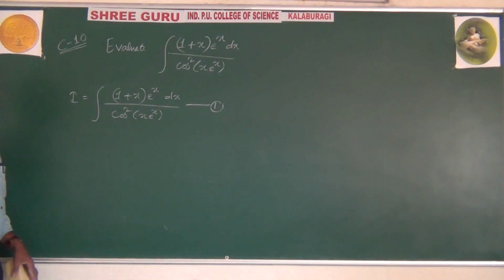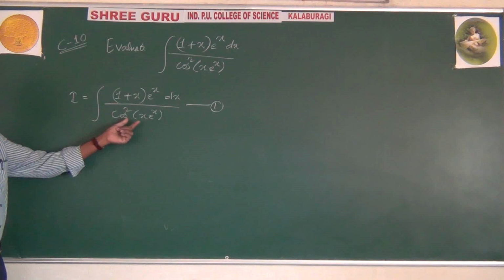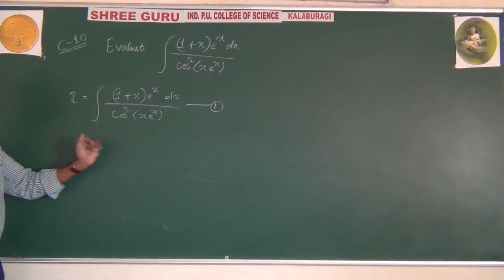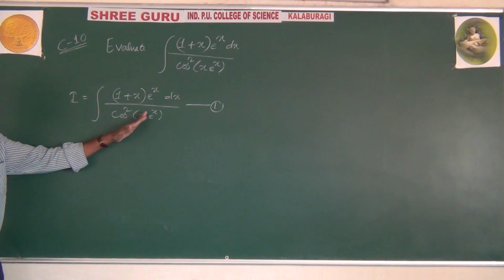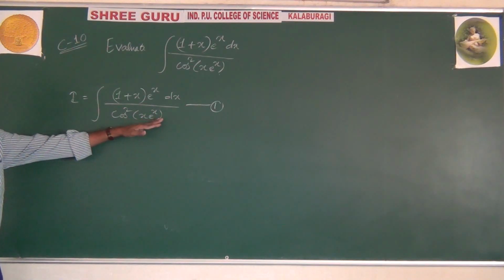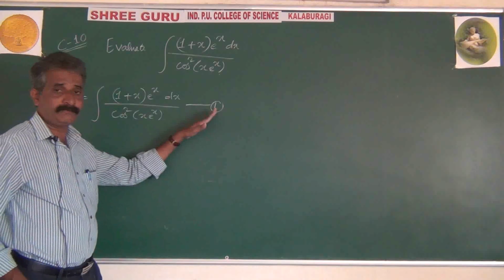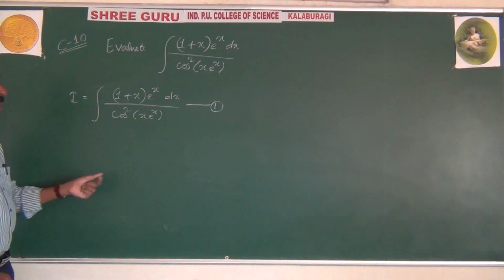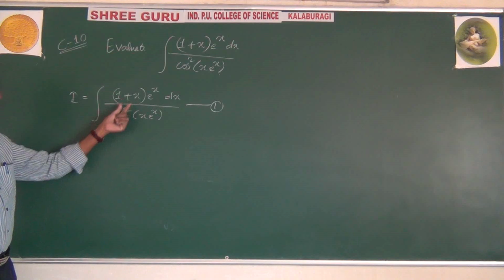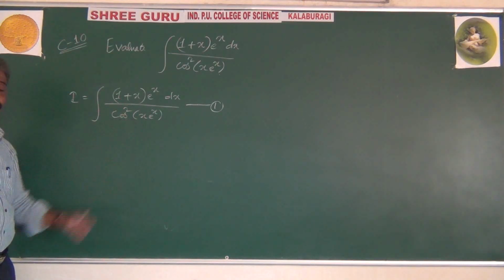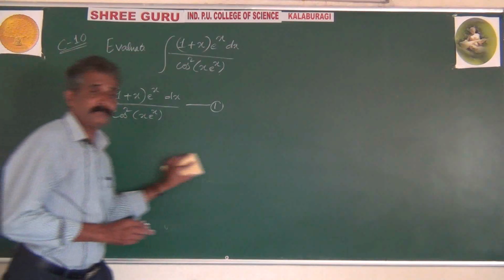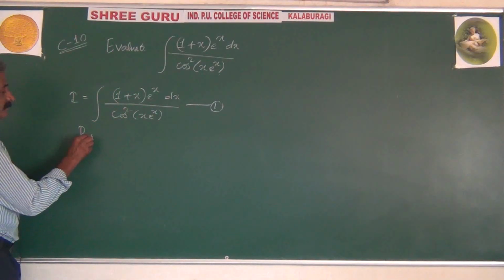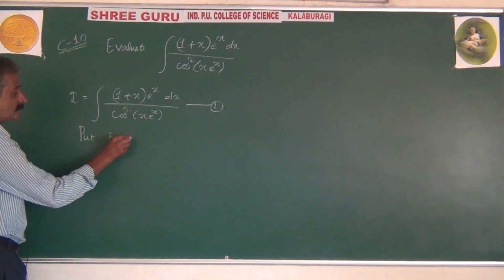Now, you observe x e raised to x, and when it is differentiated by the product rule, first function x into the differentiation of e power x is e power x, second function e power x into 1. What is common? E power x. How much is left? 1 plus x. So obviously we shall substitute for x e power x in this problem. Put t equal to x into e power x.